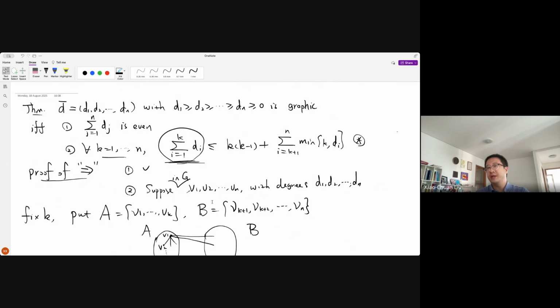So at the beginning, you make some guesswork. You write down some things, and then you realize, okay, it has to satisfy condition 1. It also has to satisfy condition 2. And then you wonder if these two conditions are enough. Is any sequence with these two conditions actually graphic? And you make this conjecture, maybe to yourself first, and you try to prove it.